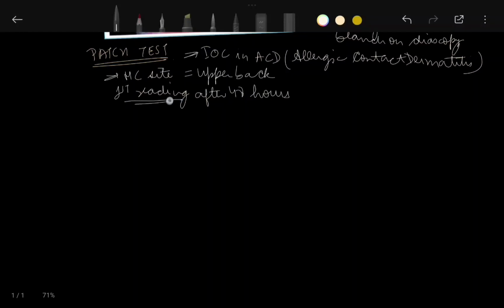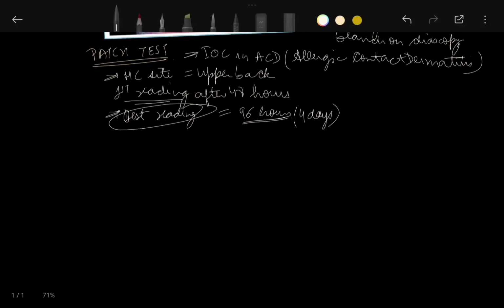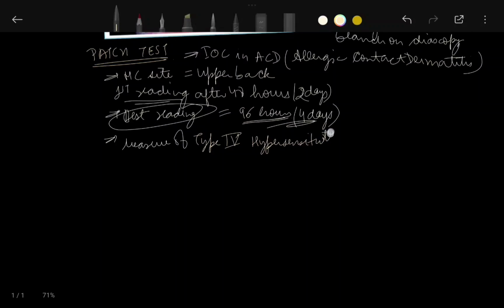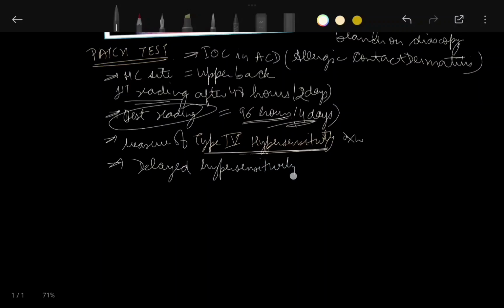For patch test, the most common site is the upper back, and the first reading is done after 48 hours usually, and the best reading is done after 96 hours, around 4 days. It is a measure of type 4 hypersensitivity reaction, and it is a type of delayed hypersensitivity.